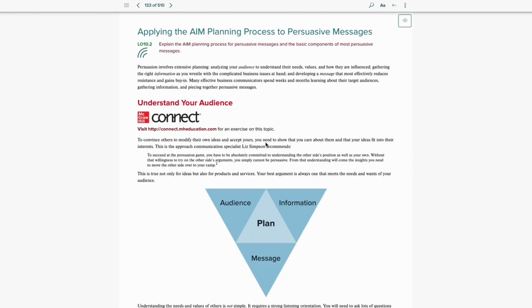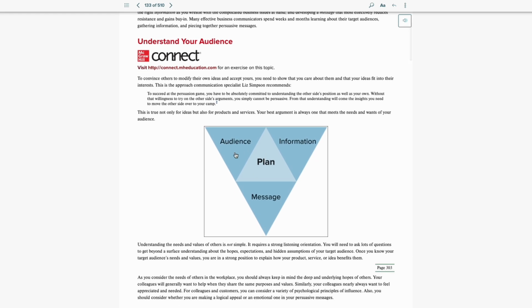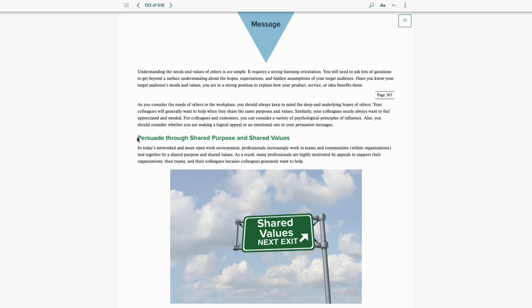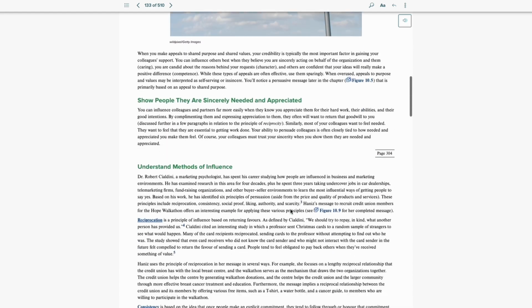And we're going to keep moving on. How do you apply the AIM planning process to persuasive messages? And then here you have a graphic that is showing you what the AIM planning process is. So looking at your audience, the information, your message, and that's how you develop your plan. We're going to talk about persuading through shared purpose and shared values. So these are two ways to do persuasion. Show people they are sincerely needed and appreciated.